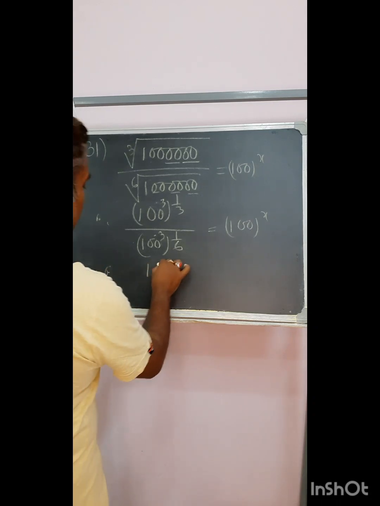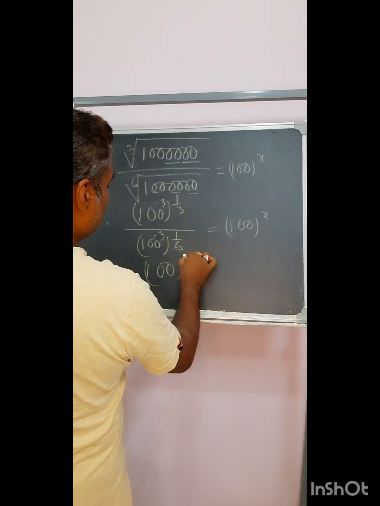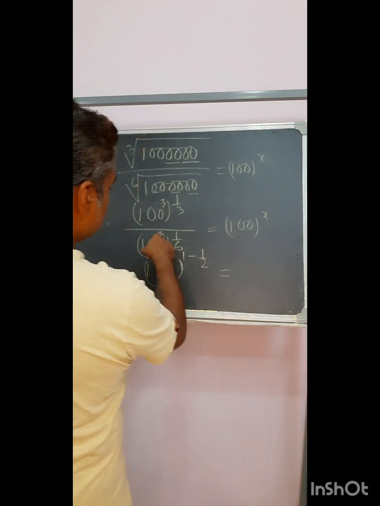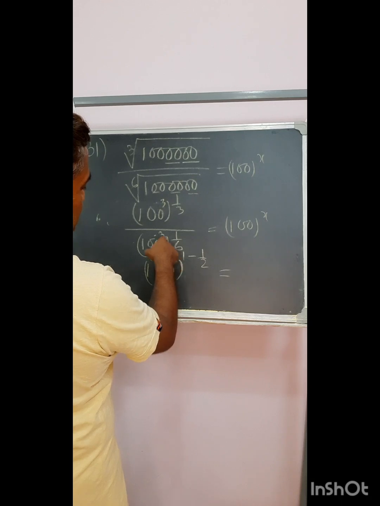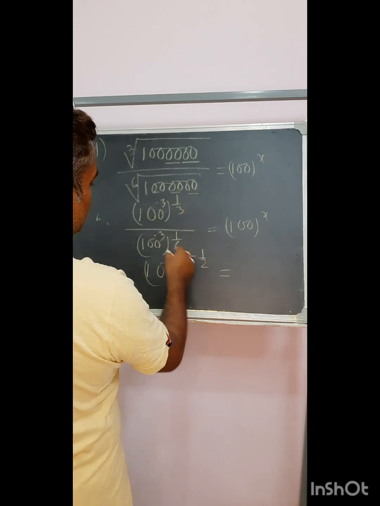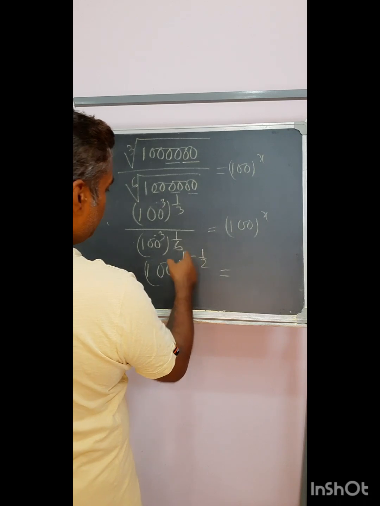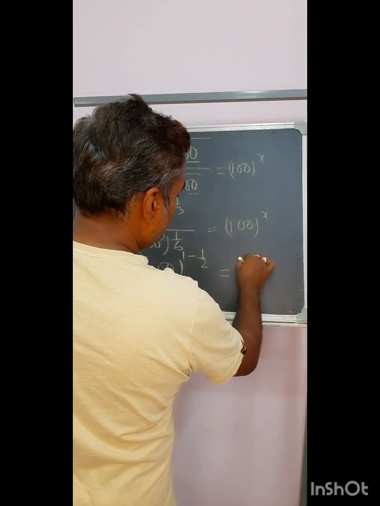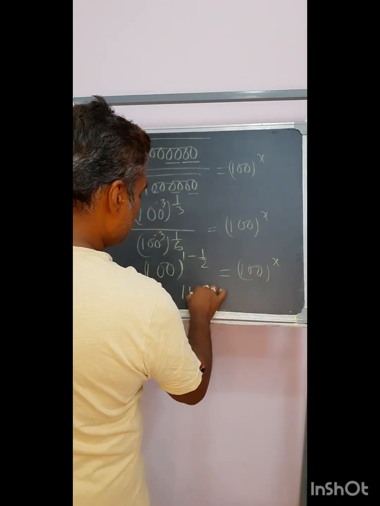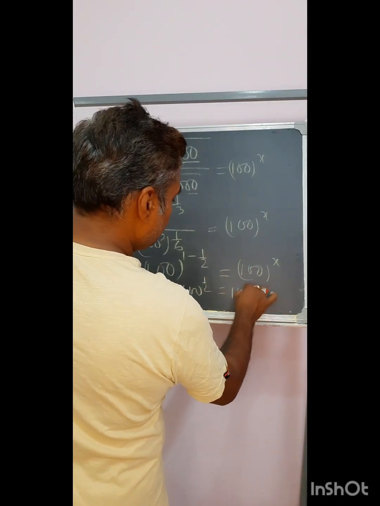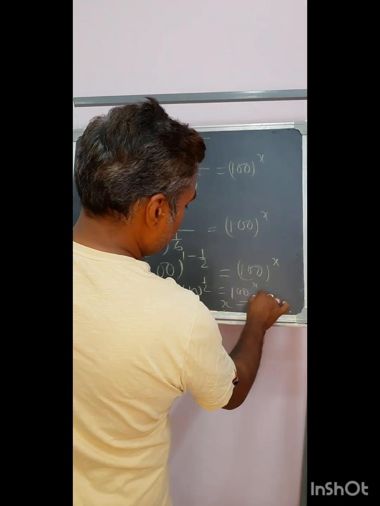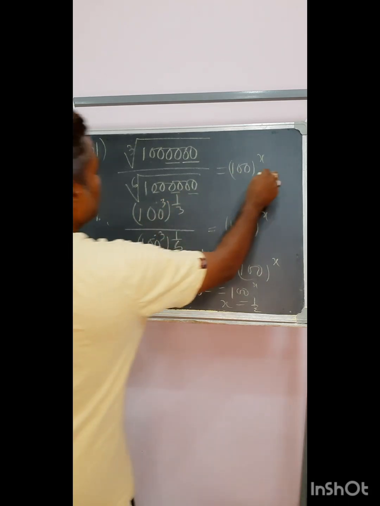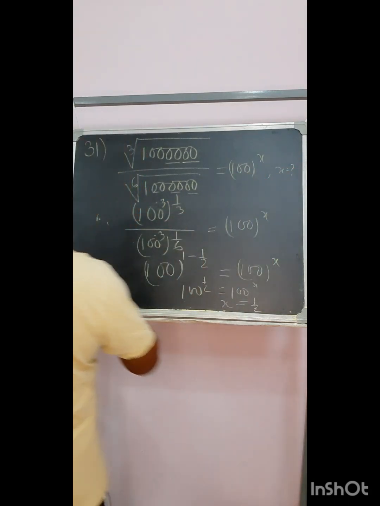So here if I say 100 to the power on the top 1, and here it will be minus 1 by 2, because 3 into 1/6 means half will go up, because it is in denominator. When it goes up, the indices will be subtracted. So 100 to the power half equal to 10 to the power x, that means x is equal to half. This is your answer, because your task is to find x here.